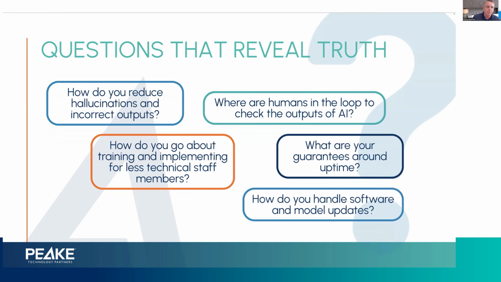But there's this concept of hallucinations and essentially wrong answers that are coming out of the AI. How does the AI vendor identify those, deal with those when they occur? Is there a feedback loop? Where are humans in the loop? How does this vendor and you as the user train the model, but also your staff and how to use these tools?